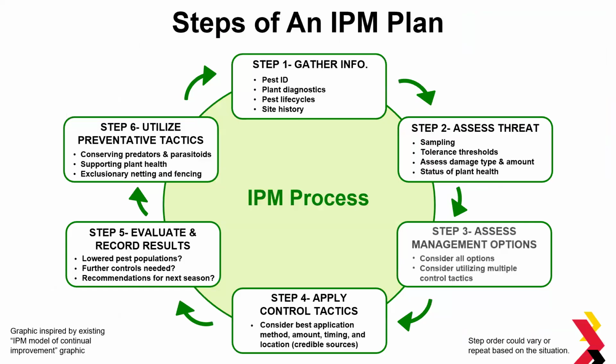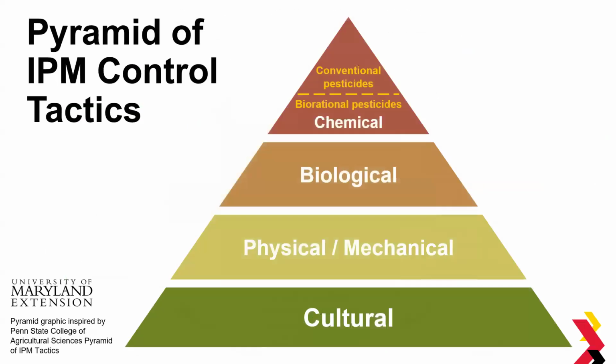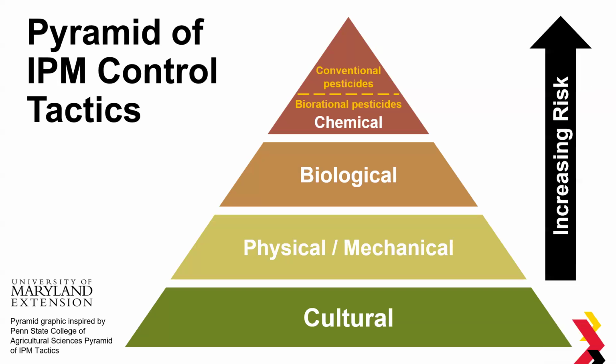So next, we're going to go through assessing our management options, and this comes into our major control categories that we're going to review. Most of the time in IPM, we're talking about our different control categories. They're usually presented in the form of some sort of pyramid or tiered system, where we have cultural controls on the bottom and chemical controls on the top. Now, why are these presented this way? Well, this is because of the increasing risk as we move up the tiered system.